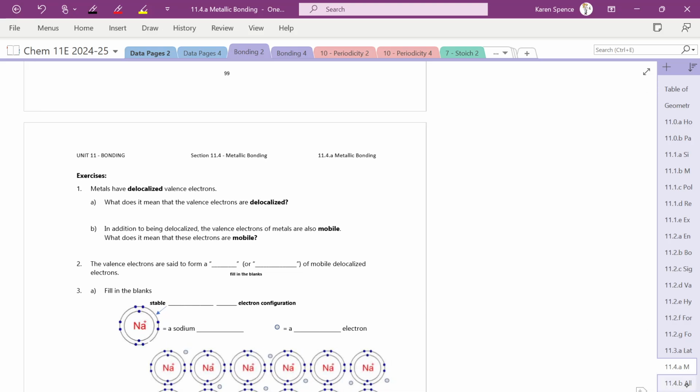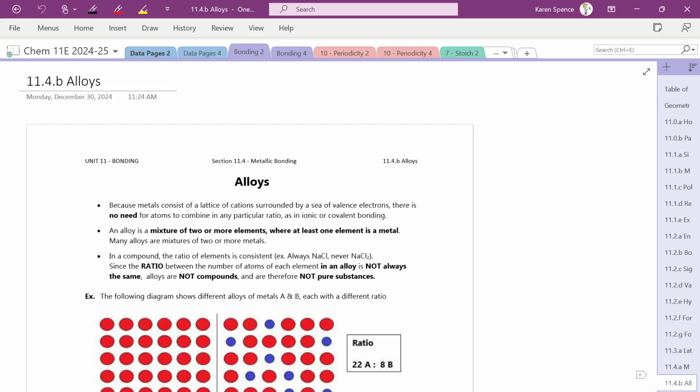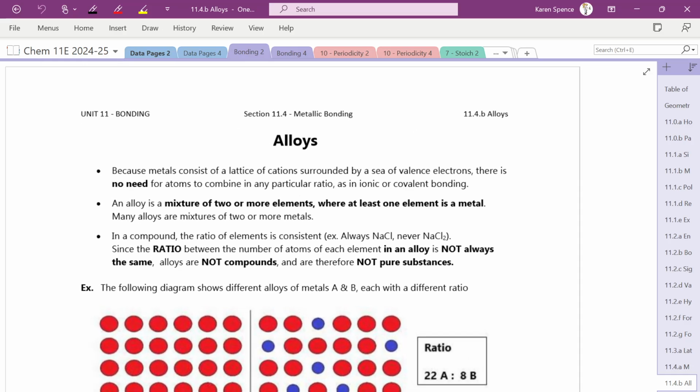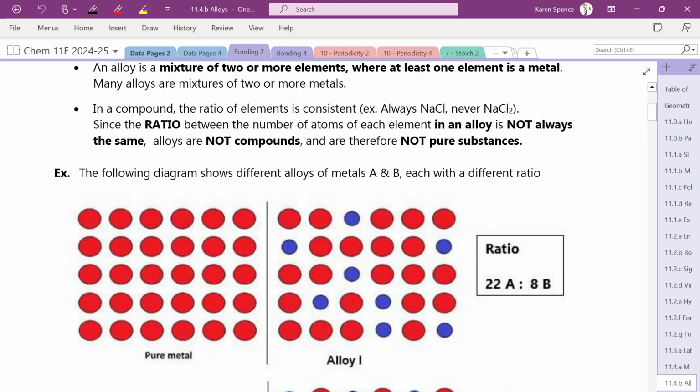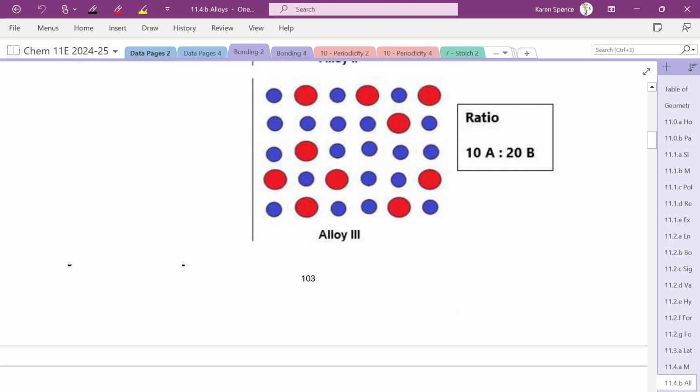Okay, there's some exercises here. We're not going to do those. We're going to move on to alloys. Let's keep going, because metals, this is on page 103.